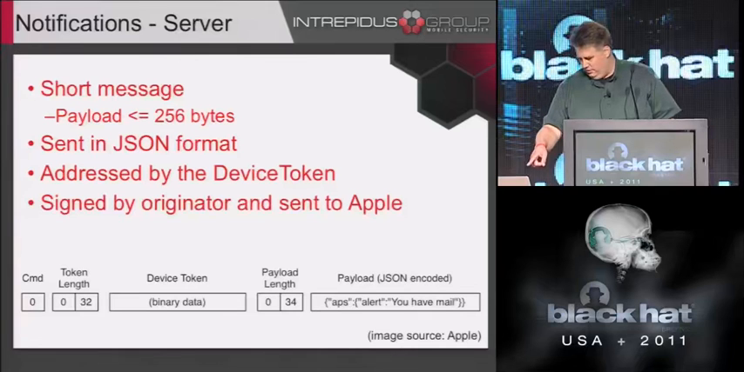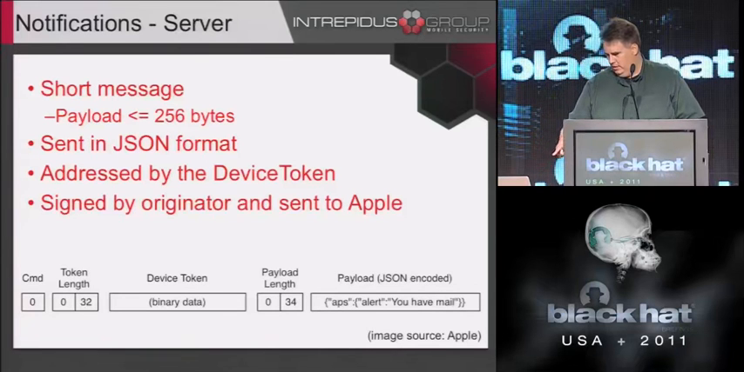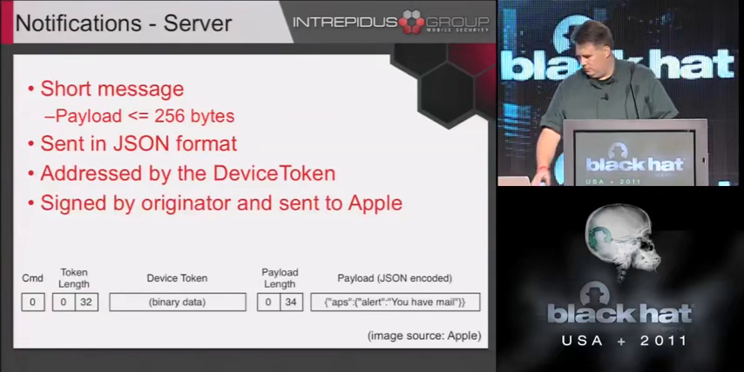And you see the payload here has a top-level dictionary, the APS, with keys underneath it. In this example, I just say, alert, you have mail. But there can be lots of different keys in there. There can be badge counts, which will change the little number sitting on top of the icon. It can be sounds that it'll play. It can be lots of different things in there.